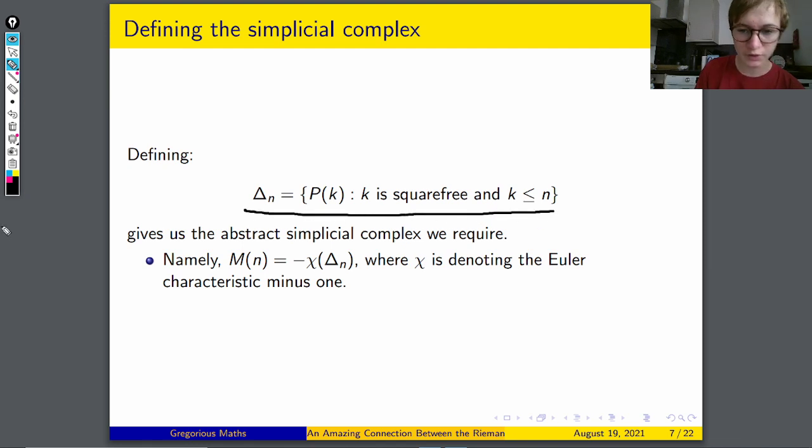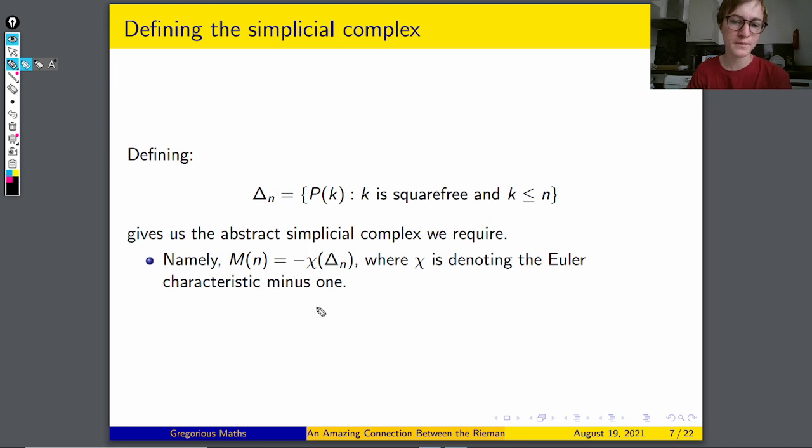So the trick is to define our simplex as this. It's the set of all, and remember, P of k means set of prime factors. So it's the set of all of these prime factors such that k is square free and k is less than or equal to n. And this actually gives us the abstract simplicial complex that we desire.